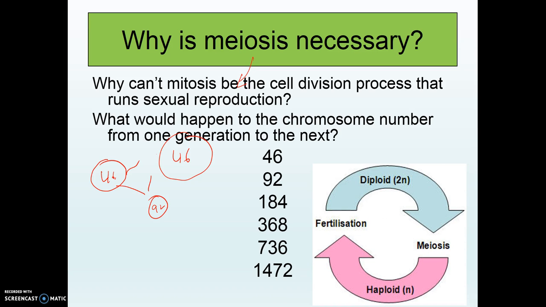Instead, we have meiosis. Now watch, what happens during meiosis? You end up with haploid sperm and egg, N and N. When they unite to form a zygote with sexual reproduction, you end up with 2N. So meiosis balances things out and helps us keep the number of chromosomes constant.